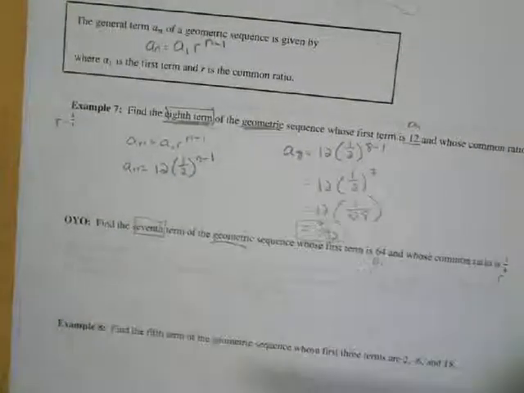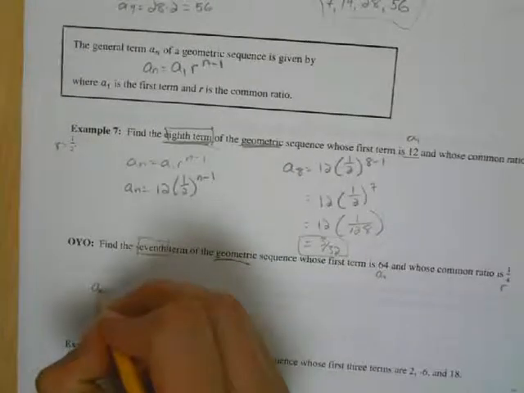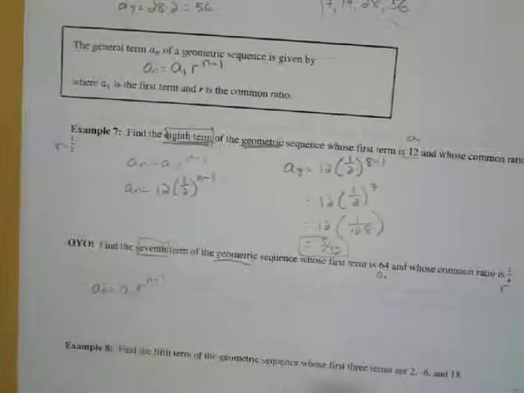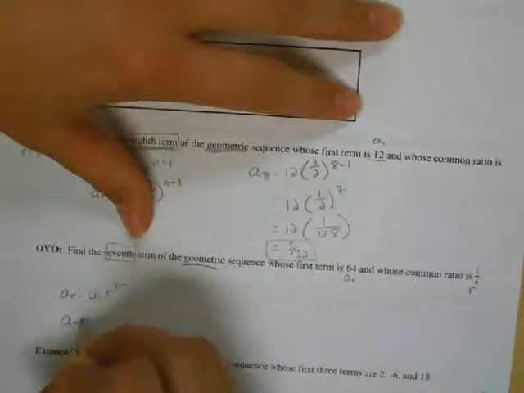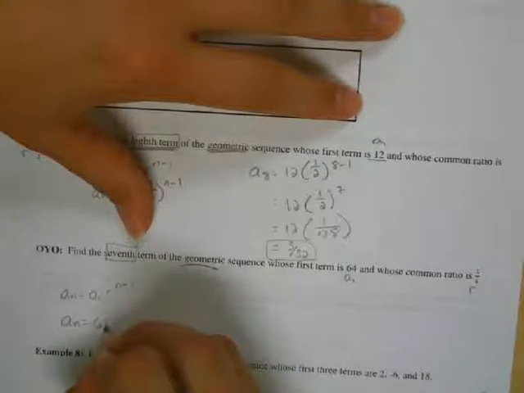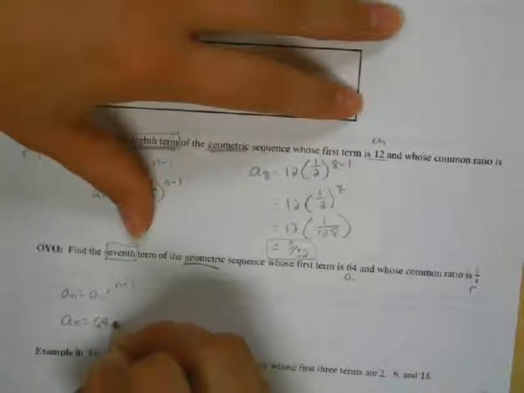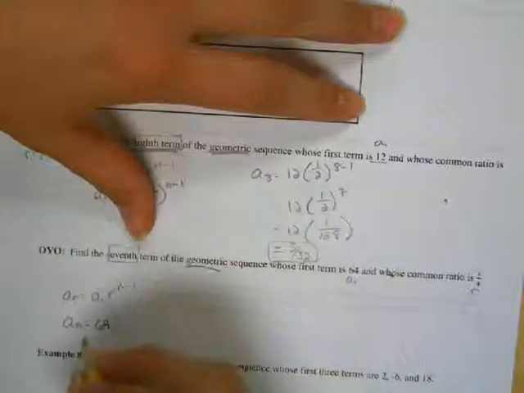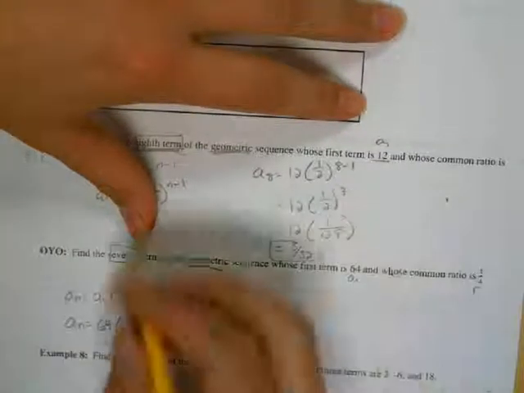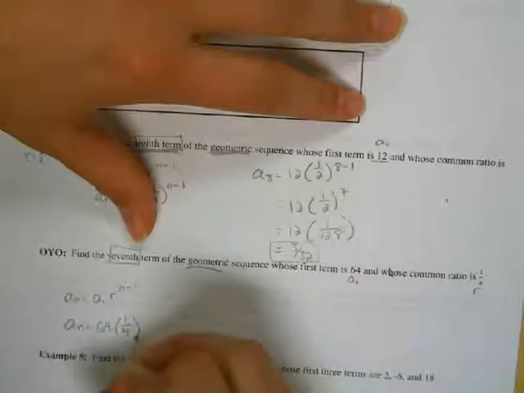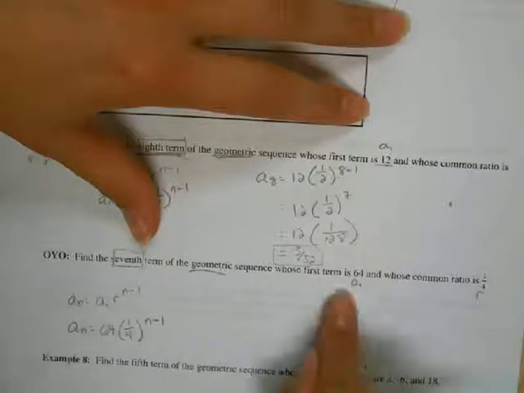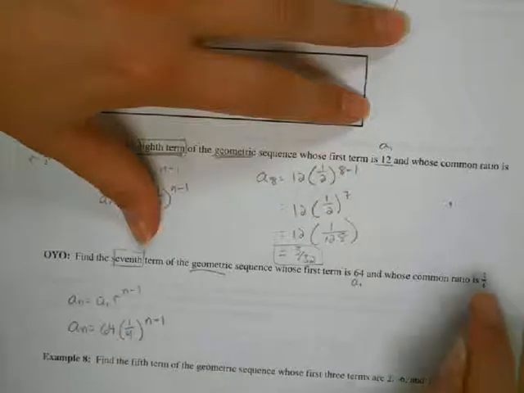First I need my formula. So a sub n is a1 r to the n minus 1. There's my formula. Okay, I'm going to plug into that. So a sub n is equal to 64 r, don't write r, silly me. Don't write r. We know r. r is 1/4. We just said that. There's my common ratio raised to the n minus 1. Plug in the stuff you know. I know 64 is a1. I know r is 1/4.